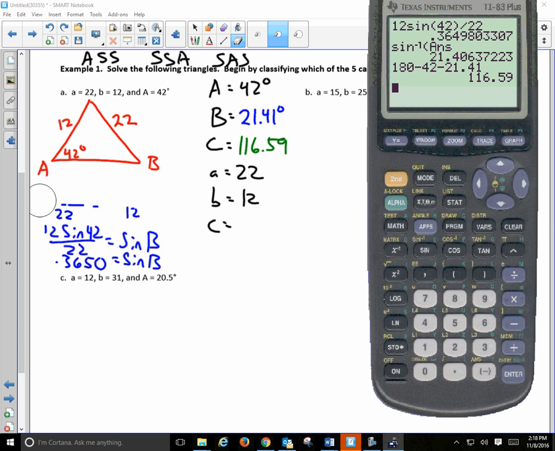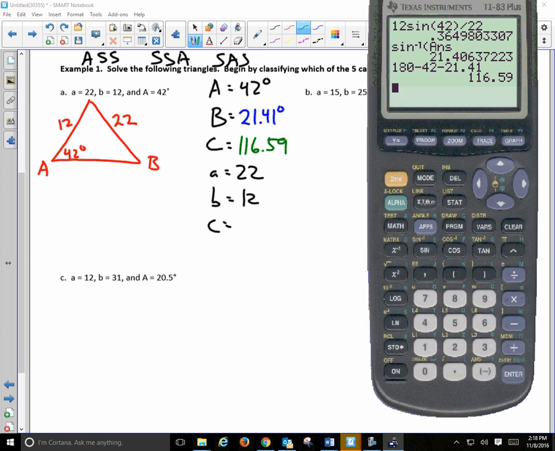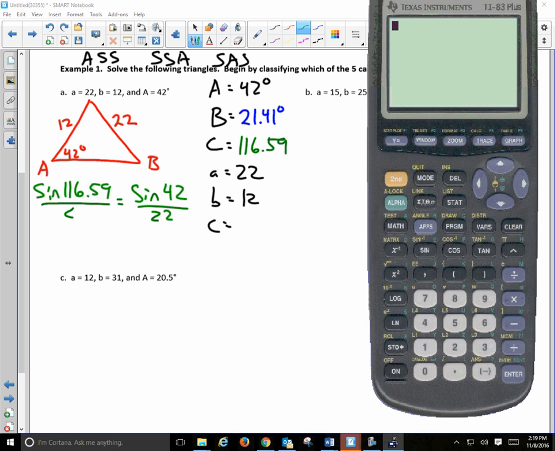Can I now find side C? Yeah. Set it up for me. What will I use? Sine of what? Sine of 116.59 over C is equal to sine of 42 over 22. And so I will cross multiply and solve. 22 sine of 116.59, and I will divide that by the sine of 42. And I get 29.40.